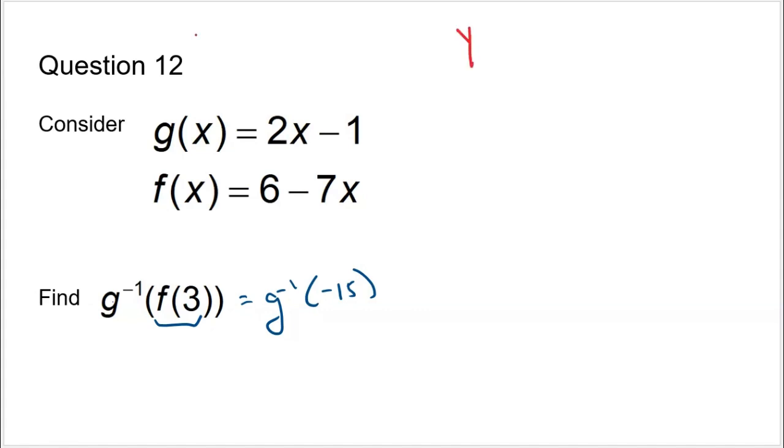Well, I'm going to take g, y equals 2x minus 1. I'm going to switch my x's and my y's. And I'm going to solve for y. So I'm going to get x plus 1 equals 2y, and then divide by 2.